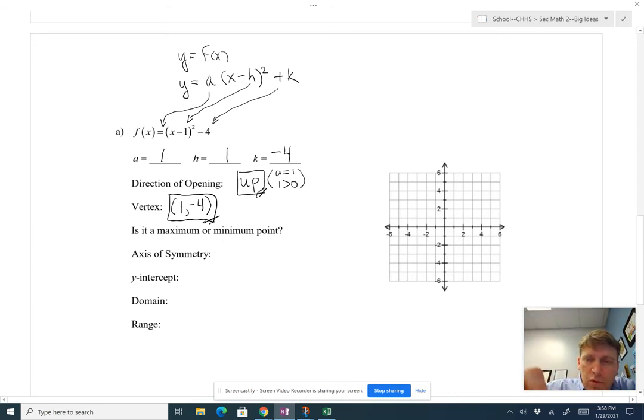Is it a maximum or minimum point? Because it opens up, there is a lowest point, but there's no highest point. Notice the arrows that point up. It continues to go up forever till positive infinity. And so it is a lowest point, so there is a minimum.